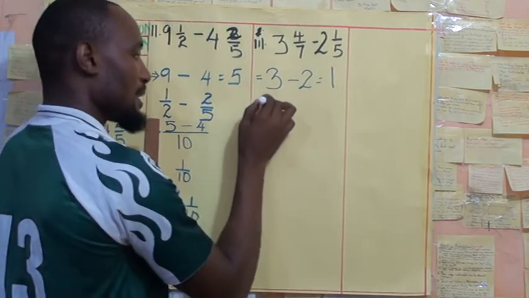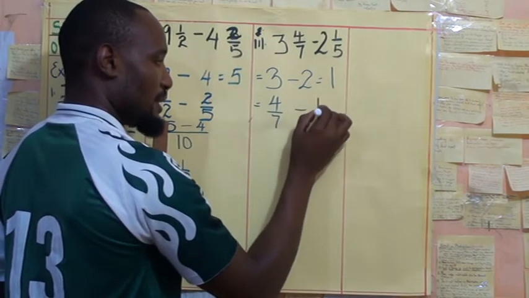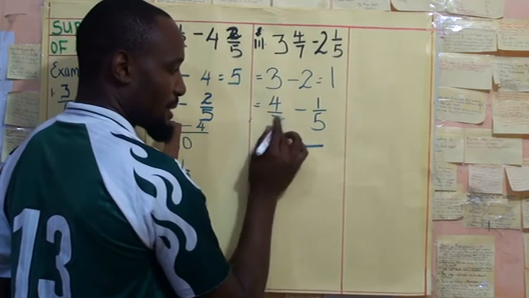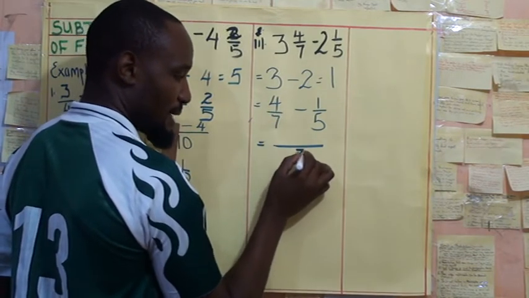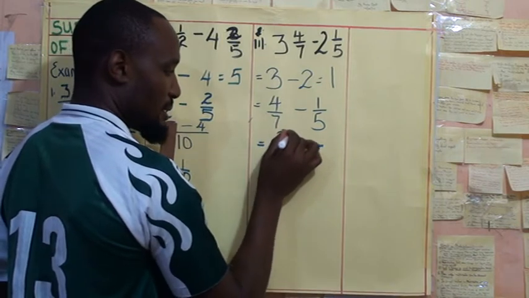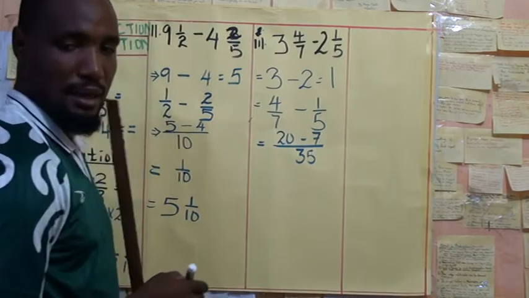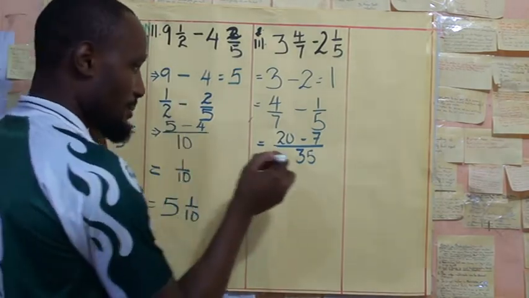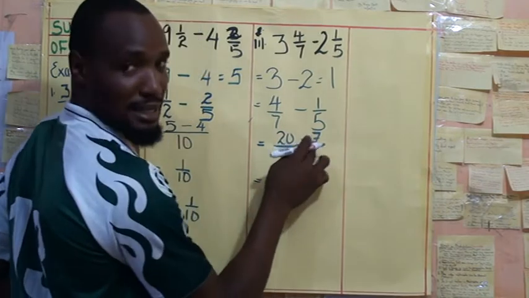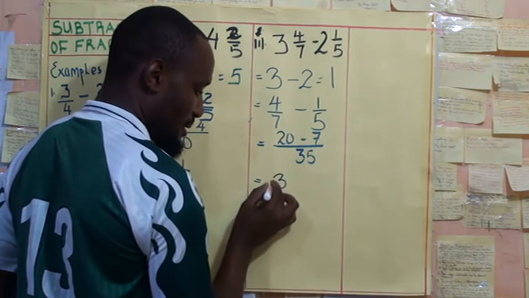Now subtract the fraction. That is 4 over 7 minus 1 over 5. That gives us the denominator, 7 times 5, that is 35. 5 times 4, that is 20. 7 times 1, that is 7. So what will be your answer? Your answer for this becomes 20 minus 7, which is 13.